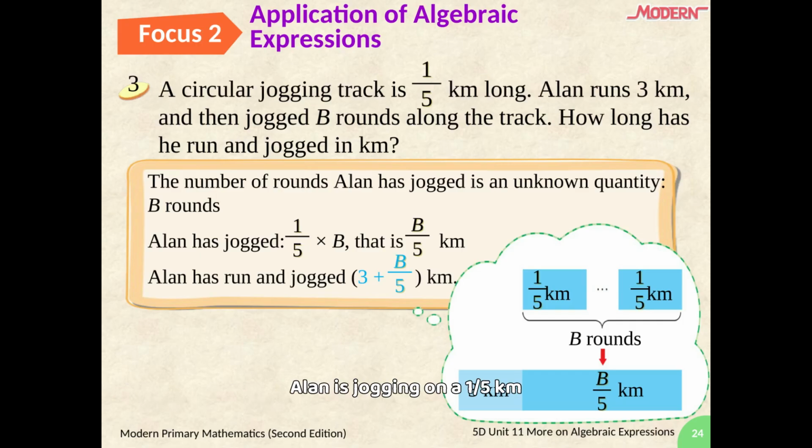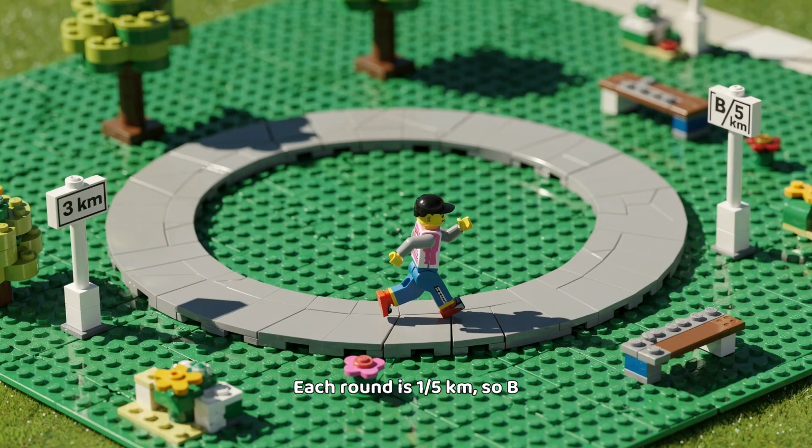Who knew? Alan is jogging on a 1.5-kilometer track. He runs 3 kilometers, then does B more rounds. Alan is making us all look lazy. Each round is 1.5 kilometers, so B rounds is B over 5. Total distance, 3 plus B over 5. Keep going, Alan. We're cheering for you.